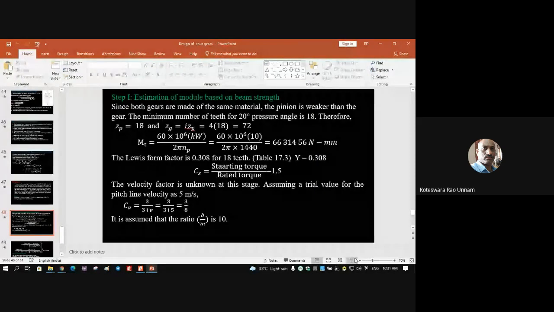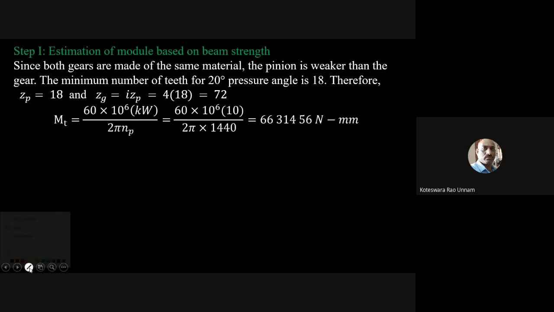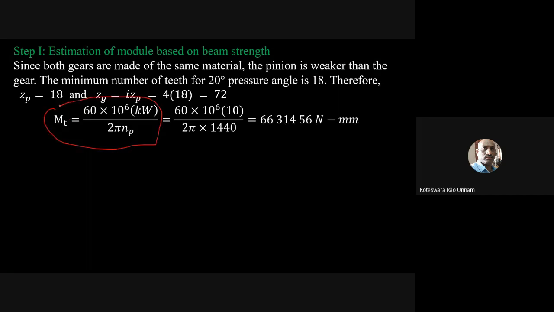Anyway, I will put it into presentation mode so that I have pen access. Whatever formula we write here, this formula is as it is there. The only thing is that instead of NP, he has taken it as N1. MT is equal to 60 into 10 power 6 into P, where P is nothing but power. We are taking kilowatt. He has taken it as P divided by 2 pi N1. Same formula, where P is in kilowatts and N1 in RPM.